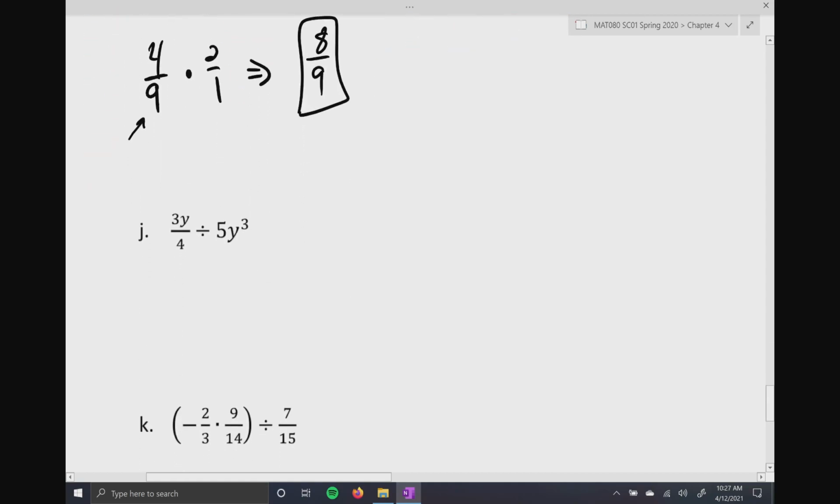Letter J looks crazy, but it's not. It's very simple. First, you read it. 3 times y divided by 4, divided by 5y over 3. Or I'm sorry, 5y to the third power. I misspoke. So because you have this division symbol, let's rewrite it first. So you rewrite the first fraction. Division changes to multiplication. Now we need the reciprocal of 5y to the third.